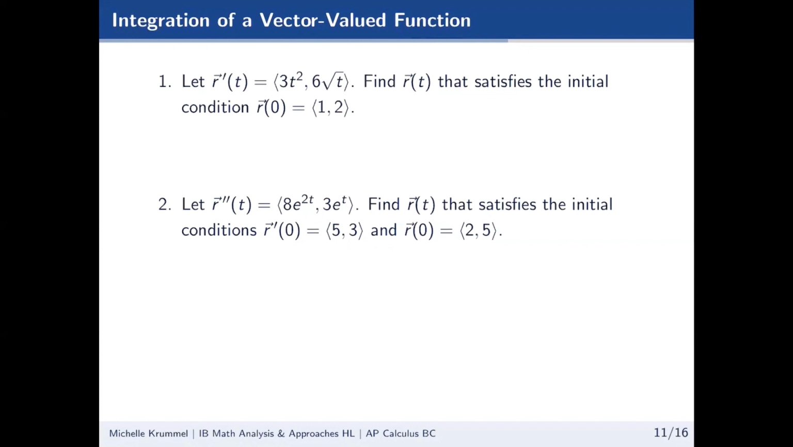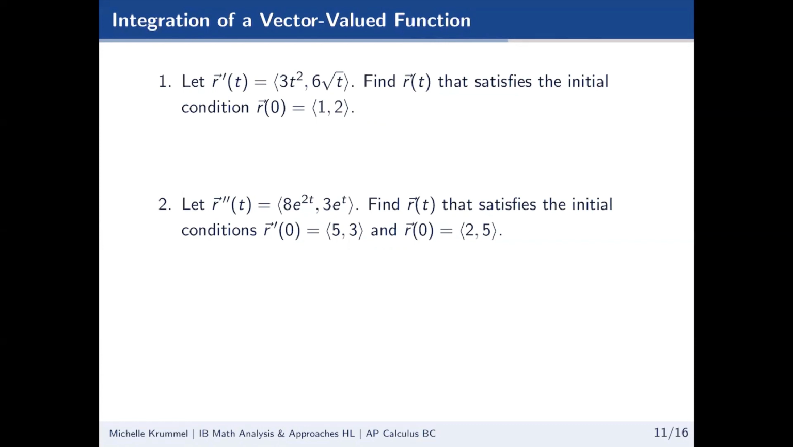In this problem, we have a vector valued function, r prime of t, x component 3t squared, y component 6 root t. Find r of t. So we're given the derivative, and we're trying to work backwards here and undo that derivative. What was the vector whose derivative produced this 3t squared, 6 root t? We're also given an initial condition. We know that the vector r, when t is 0, is equal to the vector with components 1, 2.